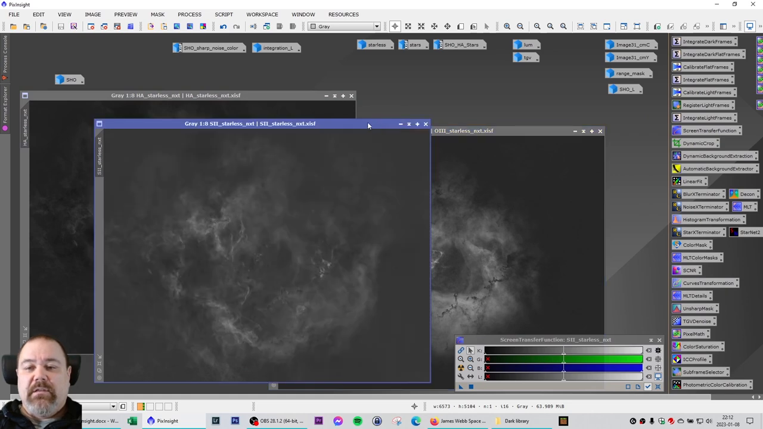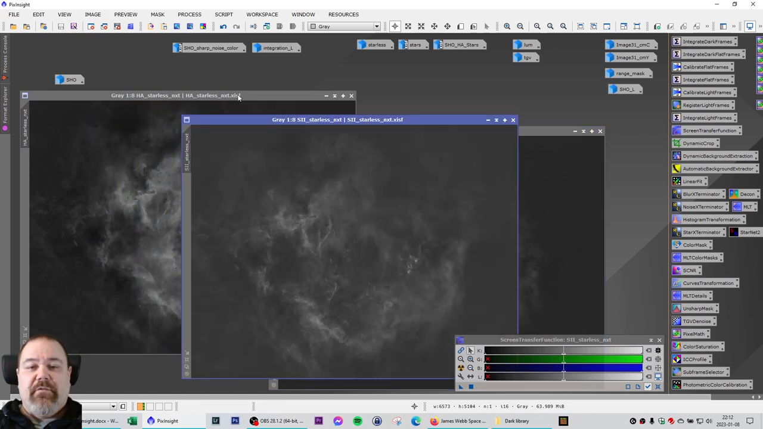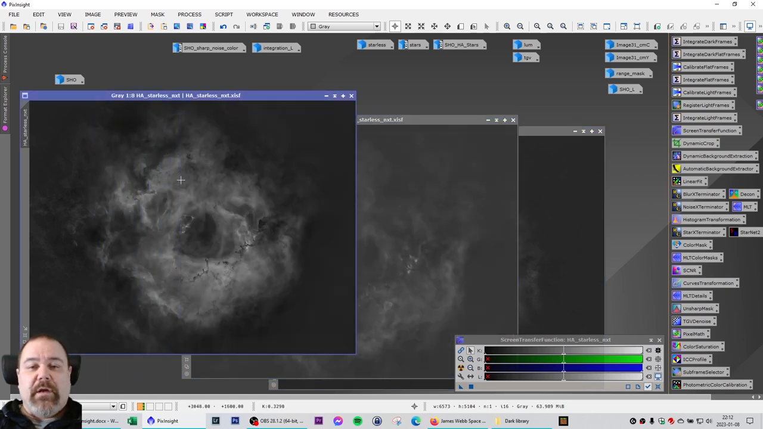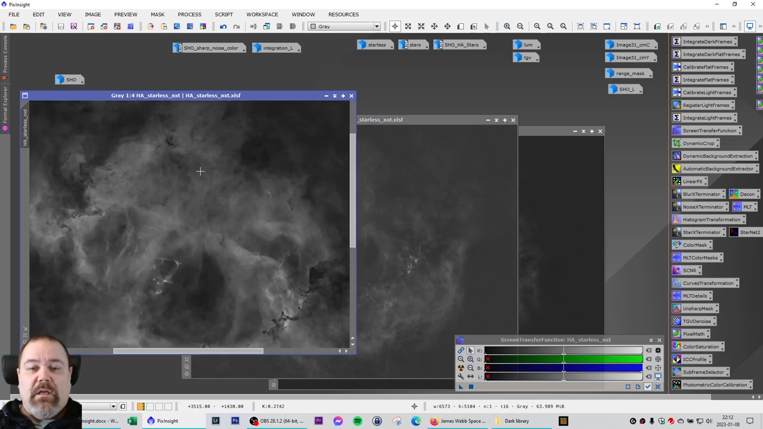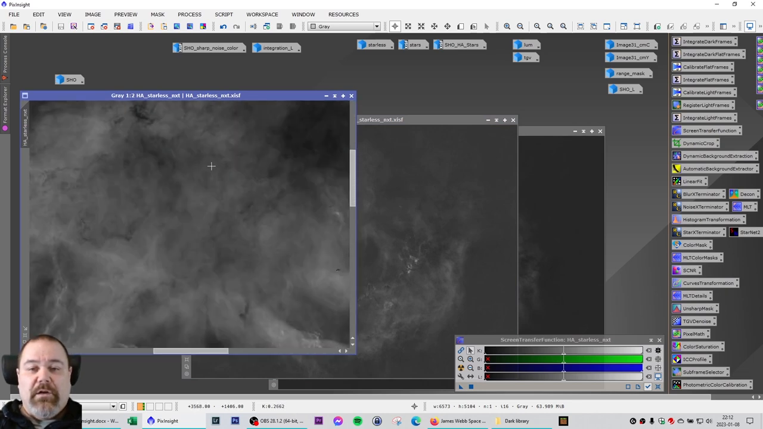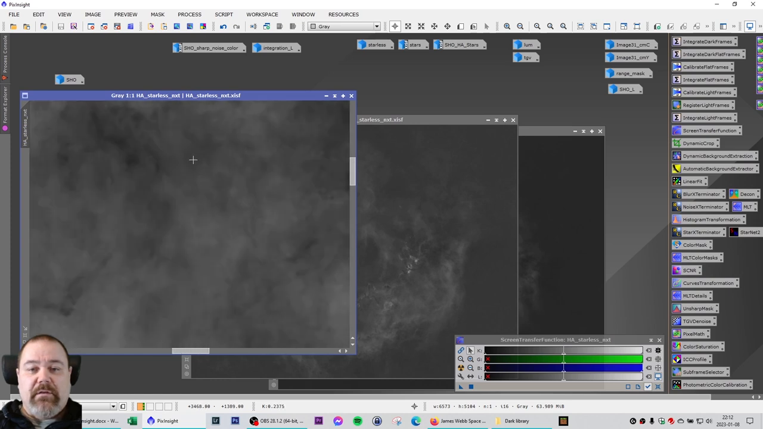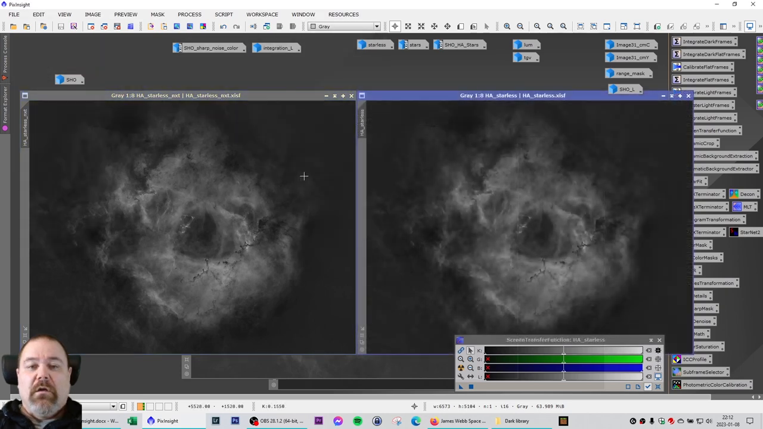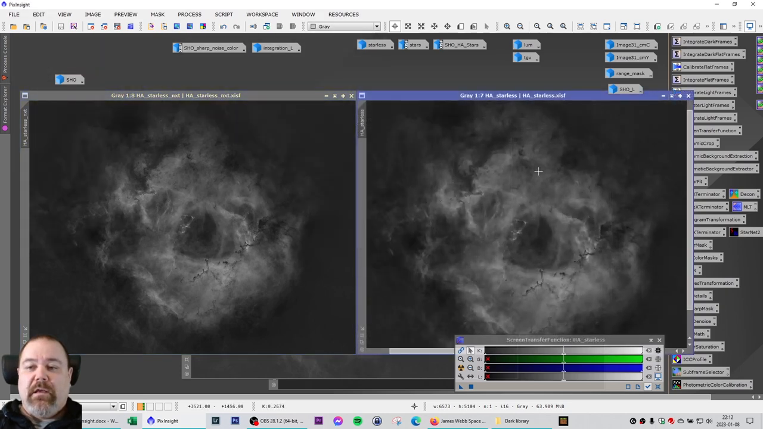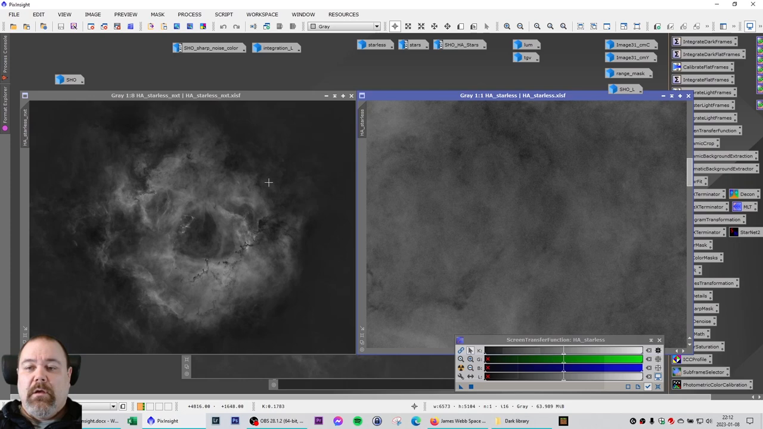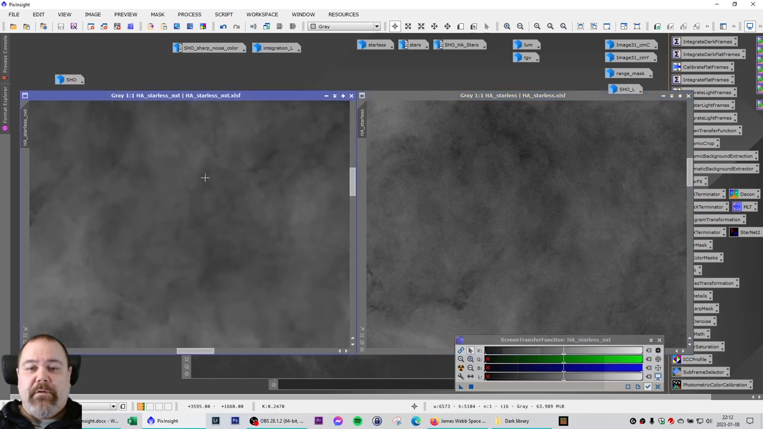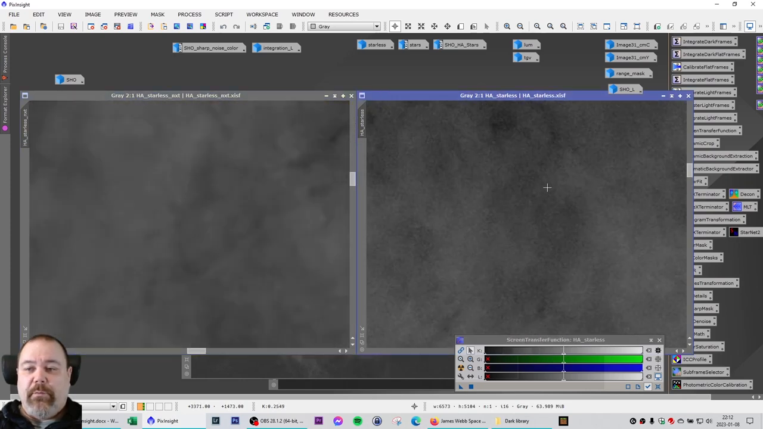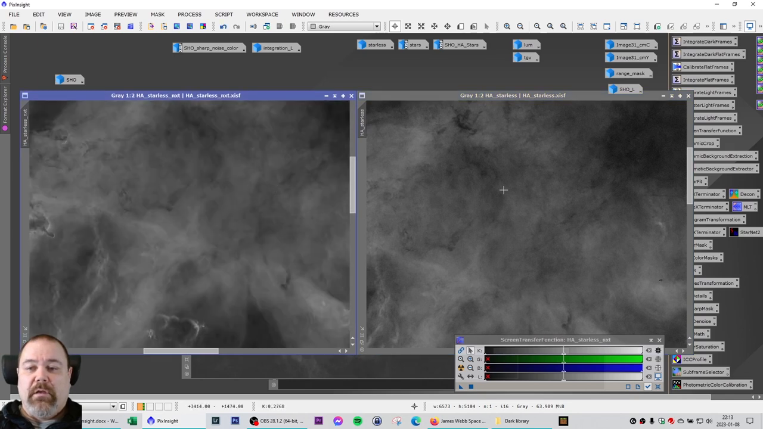And when that was completed, I ran the Noise Exterminator as well in non-linear mode. And you can see that we have a very good result. We can compare the HA before Noise Exterminator and HA after Noise Exterminator. And you can see that there is a big difference here in noise level in the two.